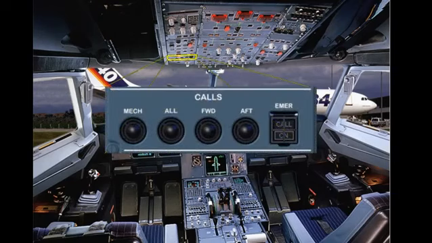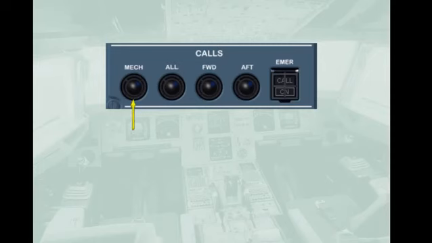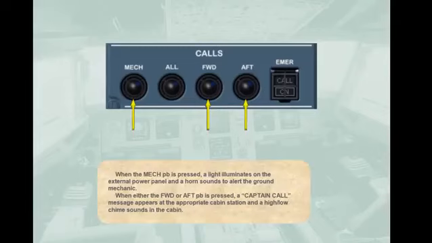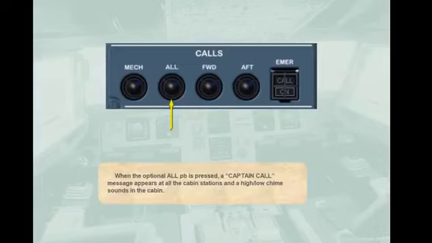The calls panel enables the cockpit crew to call a ground mechanic or the cabin crew. When the MECH push button is pressed, a light illuminates on the external power panel and a horn sounds to alert the ground mechanic. When either the forward or aft push button is pressed, a captain call message appears at the appropriate cabin station and a high-low chime sounds in the cabin. When the optional ALL push button is pressed, a captain call message appears at all the cabin stations and a high-low chime sounds in the cabin.